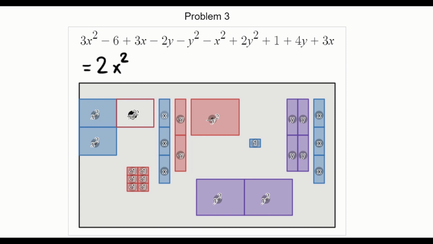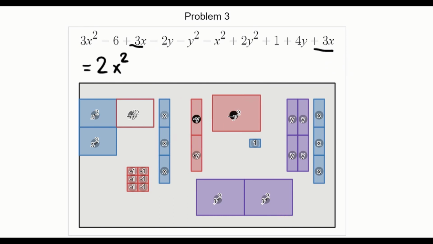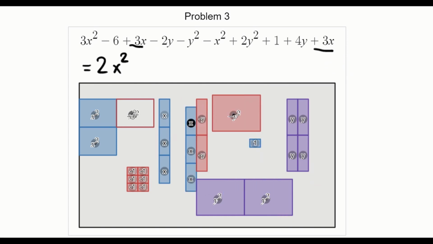Now let's go and combine our x's. We have a 3x here and a 3x here. So what's 3x plus 3x going to be? 3x plus 3x, we're going to end up with plus 6x.